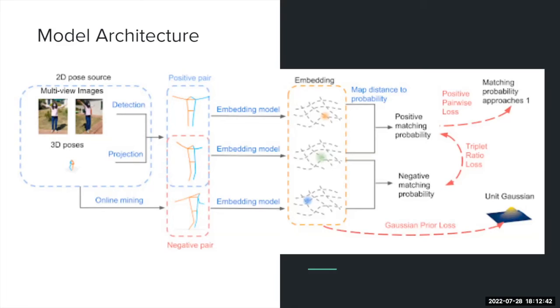PRY maps a 2D pose to a probabilistic embedding as a multivariate Gaussian distribution using a simple Bayes approach. For similarity score computation between two distributions during training, they used a Gaussian prior loss to regularize the prediction distribution.